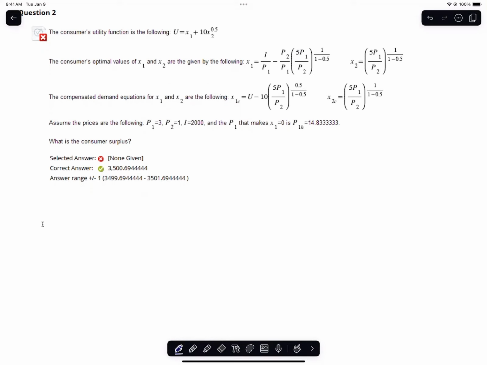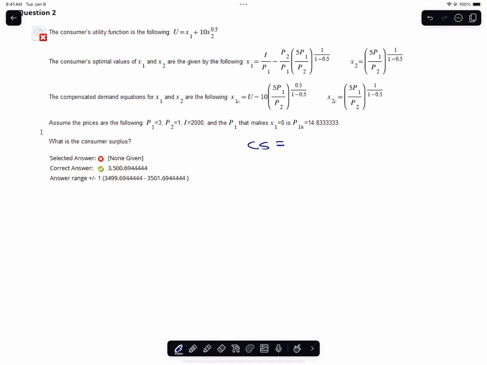And the question is, what is the consumer surplus? Okay, so let's start. This is a different question because in the other one with the graph, I had the graph, so I can compute it very easily there, but I don't have that kind of luxury here. So what I'm going to do here is compute my consumer surplus using that income thing, the compensated income that we call it.